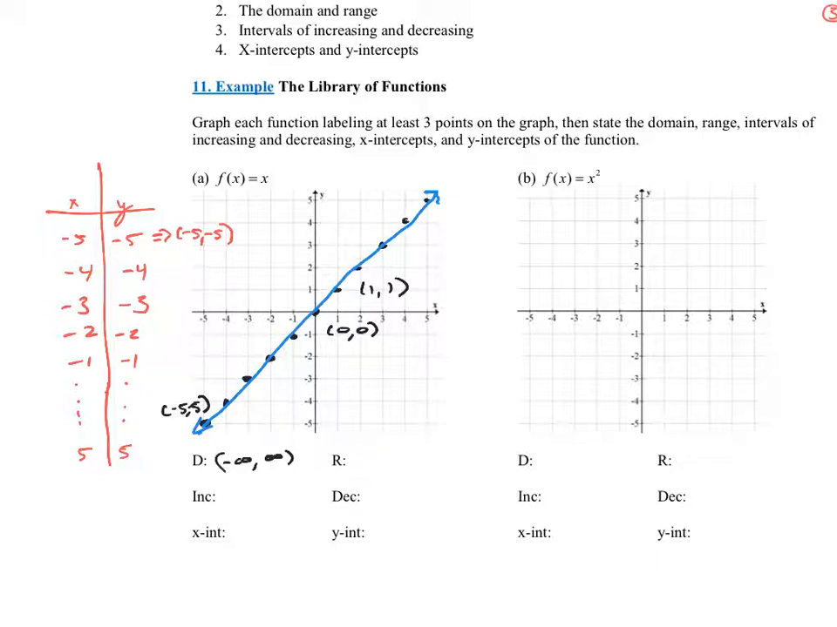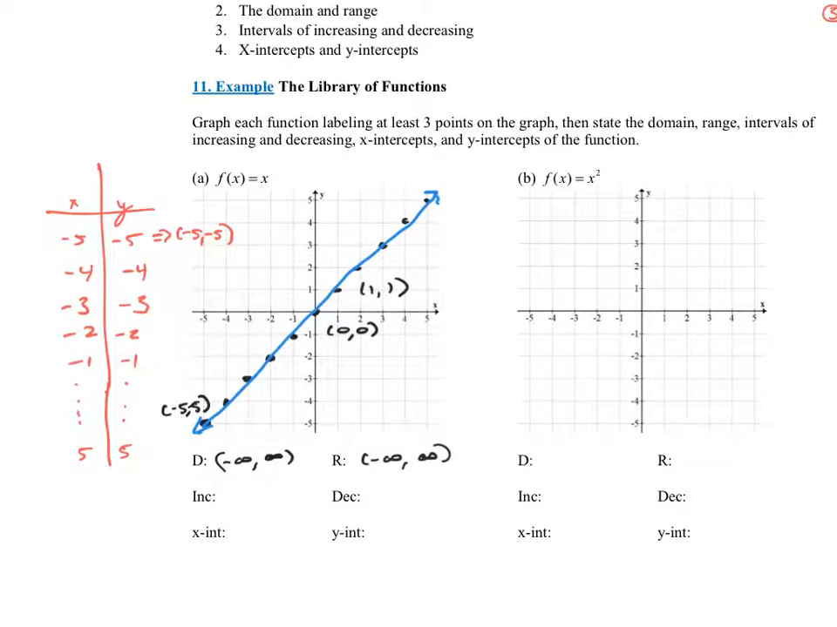That's what domain is. Range is how far down and how far up does it go. You always have to start with down because you have to do negative numbers before positive numbers. So range, how far down does this graph go? Well, it goes all the way down if I continue the window, so that'd be -infinity. And then how far up does it go? This would go up to infinity.